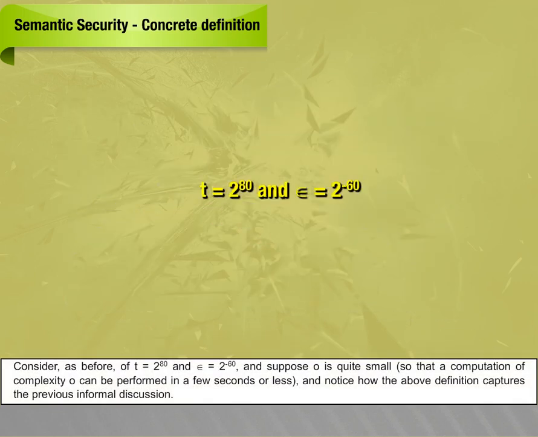Consider as before t equal to 2^80 and epsilon equal to 2^-60, and suppose o is quite small, so that a computation of complexity o can be performed in a few seconds or less. And notice how the above definition captures the previous informal discussion.